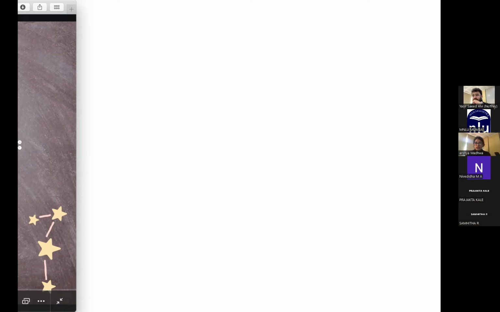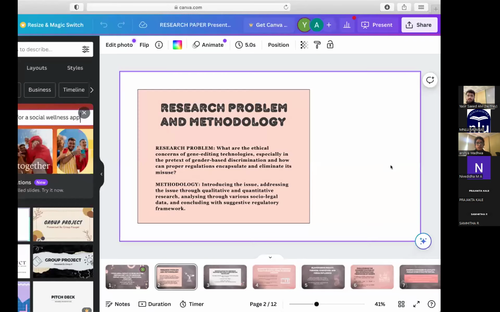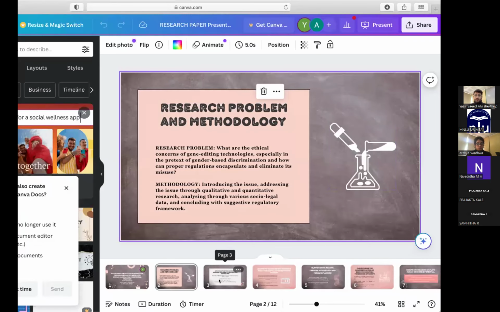The entire intention behind... Sorry to interrupt. I'm not able to see the screen. It's just one blank PPT which I can see. Okay. Probably it's not moving. Is it visible now? Yes.